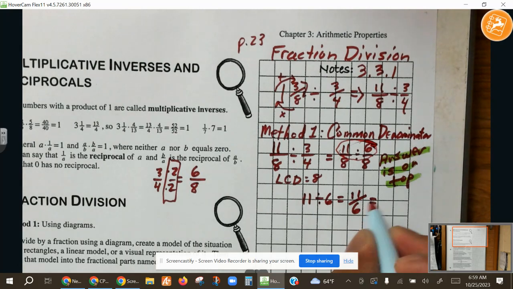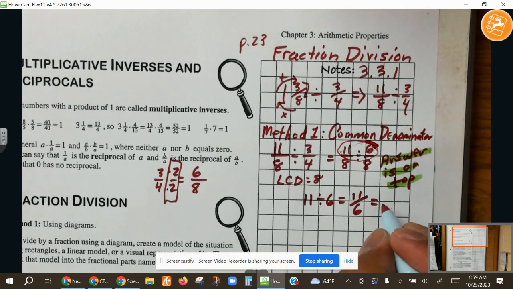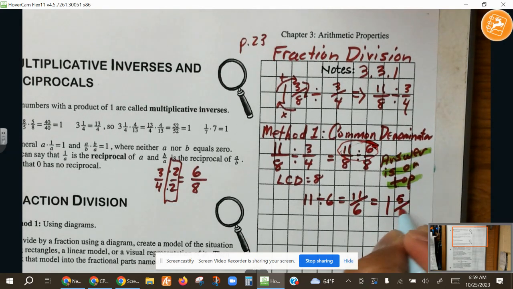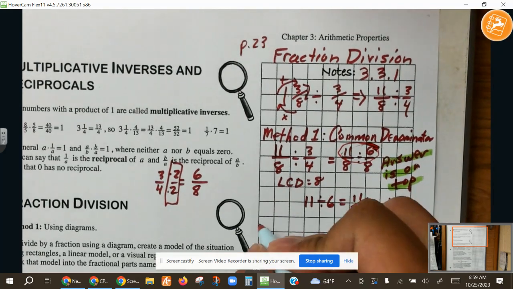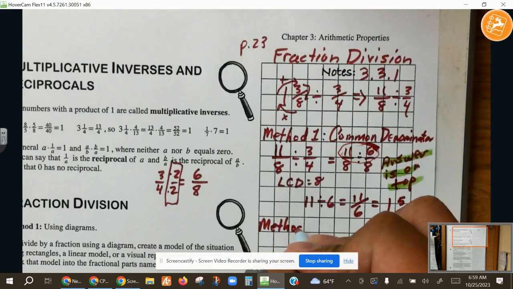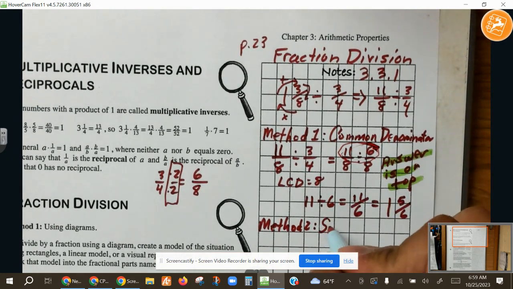So we change this to a mixed number if you wish. 11/6. How many 6's are in 11? There's 1, and you have 5 left over. So your answer is 1 and 5/6. So that is the common denominator method in a nutshell. So the second method, this is method 2, is called the supergiant one.